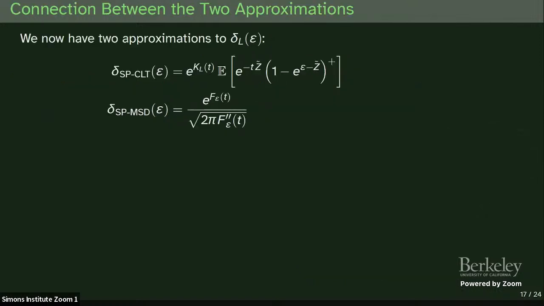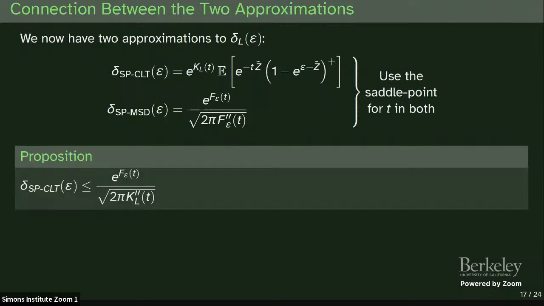Okay, so now we have these two approximations based on versions of the saddle point. We had the first one I talked about, SPCLT, and the second one is SPMSD, which look kind of different, but actually they have more in common than you might think. First of all, they each have a t in them. And what we're going to do is just use the saddle point value for t in both of them.